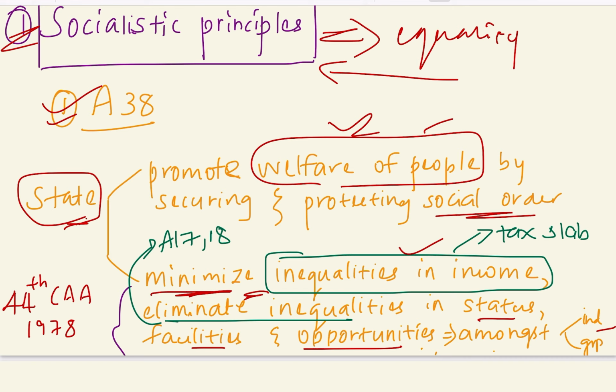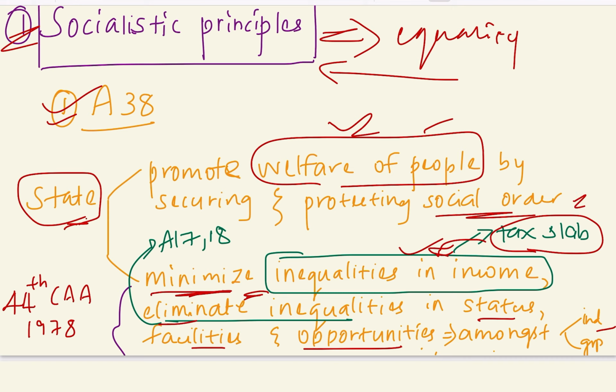It is saying minimize the inequalities in income. That is, if we see this concept of the tax slab system, the more the income, the tax also differs, right? So this concept of the tax slab system is based on this directive itself. That is, the directive principles of state policy is asking the state to minimize the inequalities in income. That is the reason we have the tax slab system.